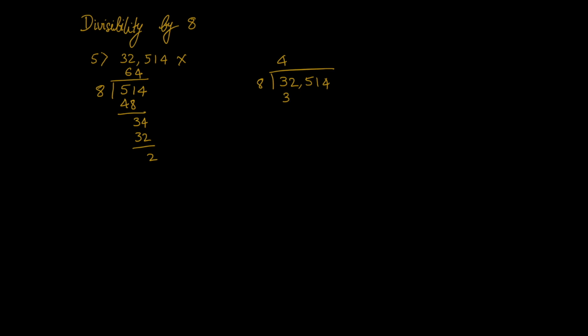8 goes in 32 4 times. And on subtracting 32 from 32, we get a remainder 0. We pull down 5 and 1, and 8 goes in 51 6 times. We subtract 48 from 51 and get a remainder 3. On pulling down 4, we get 34, and 8 goes in 34 4 times. On subtracting 32 from 34, we get a remainder of 2. So the larger number is not divisible by 8. This fulfills the rule of divisibility of 8.